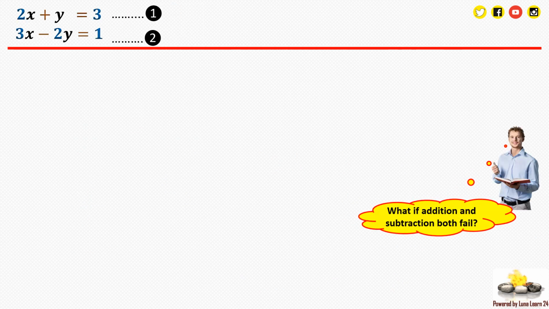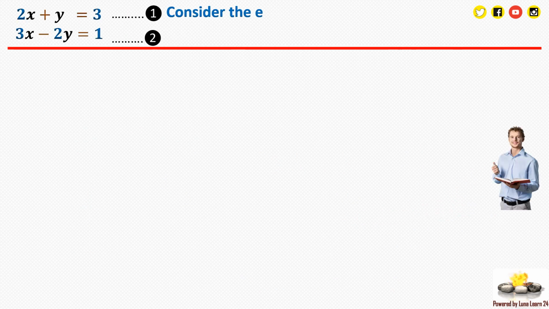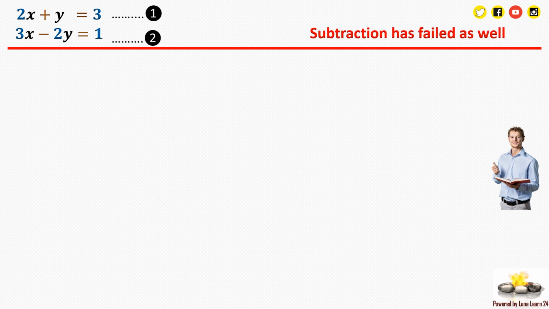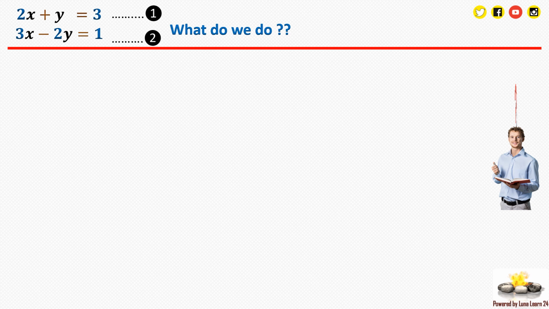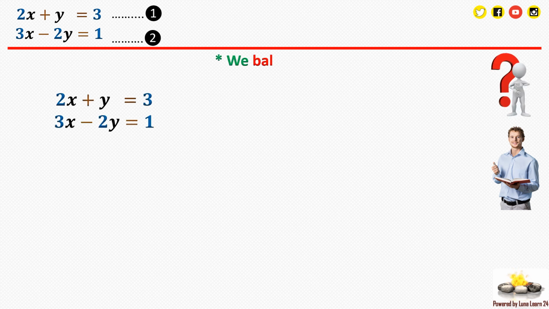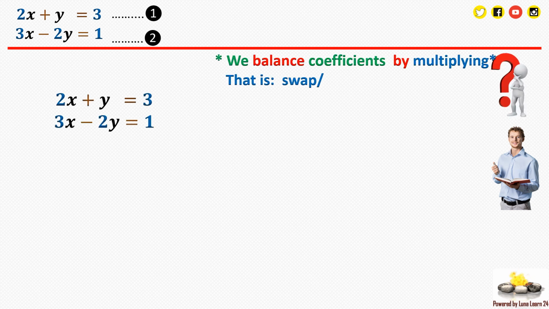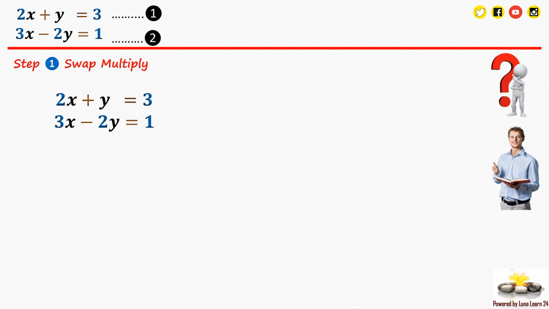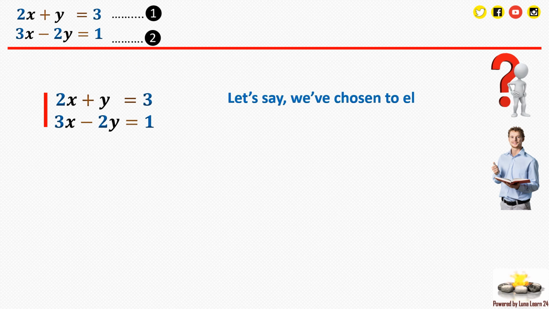Let's take a third example. What if addition and subtraction both fail? Consider the equation. Addition has failed, subtraction has failed as well. What do we do then? We balance coefficients by multiplying, that is, swap or exchange coefficients. Step 1: swap, multiply. Let's say we've chosen to eliminate x.